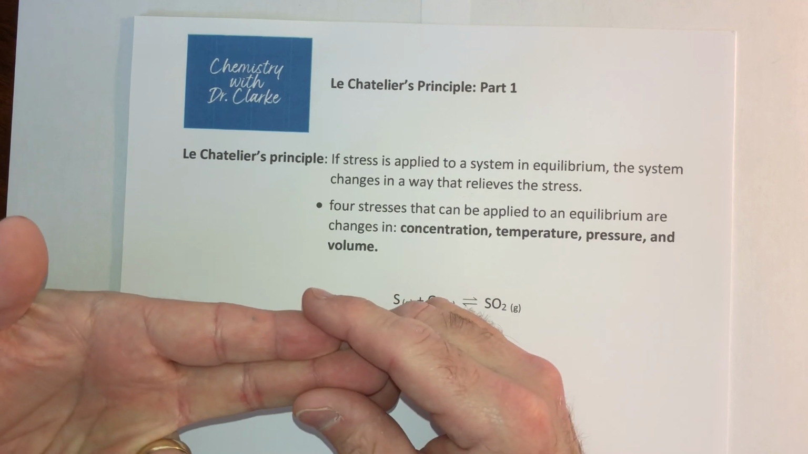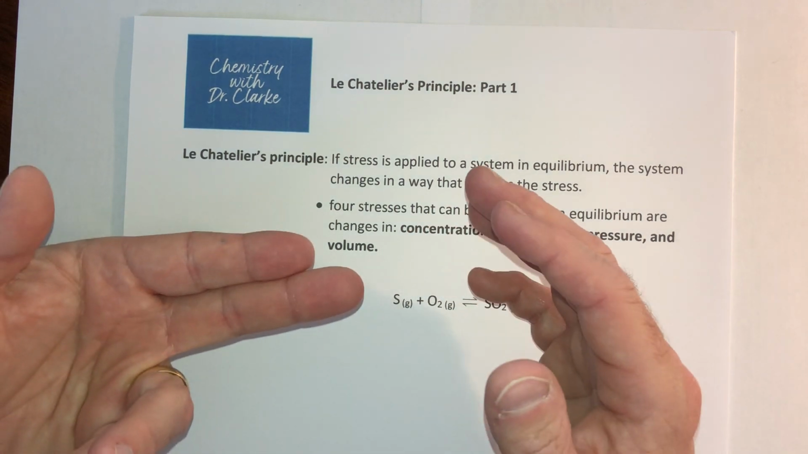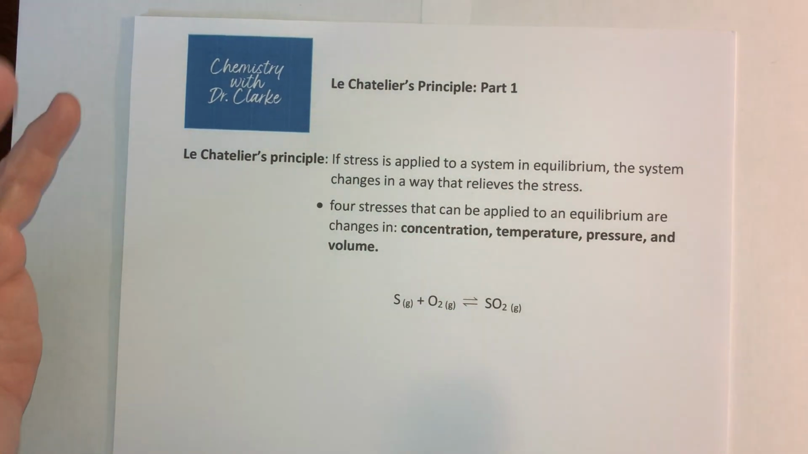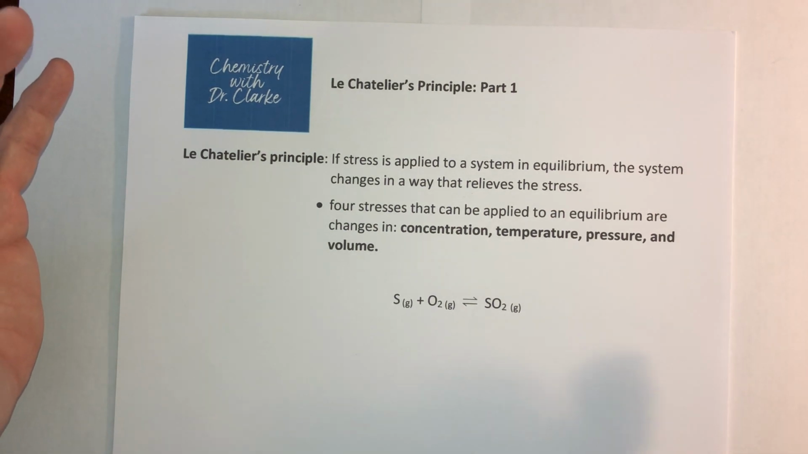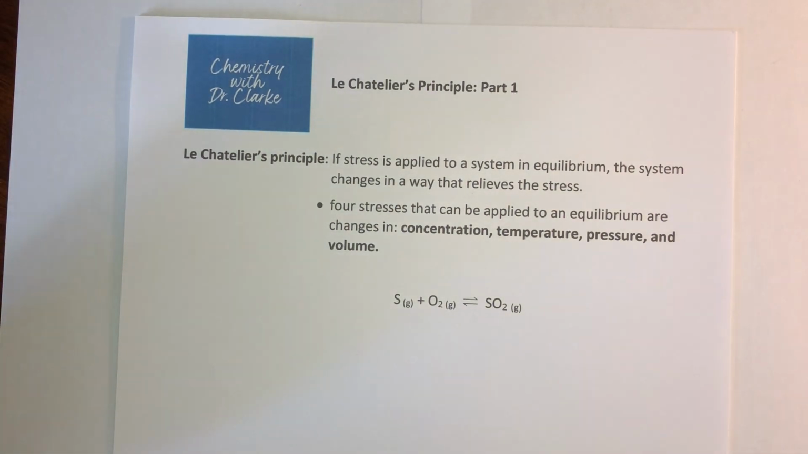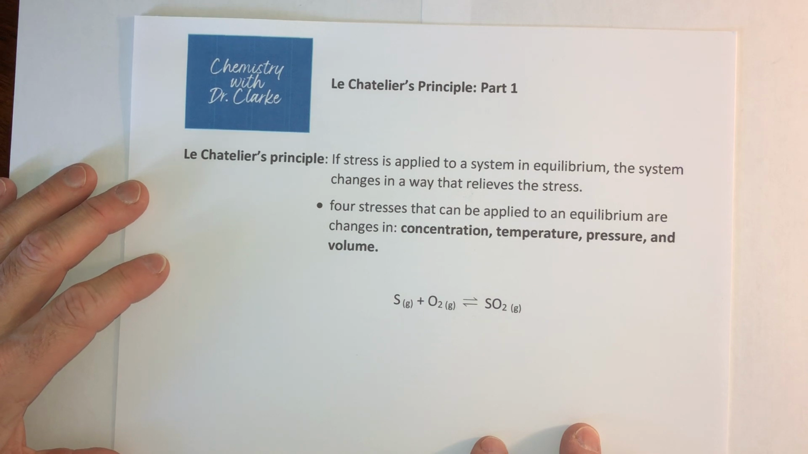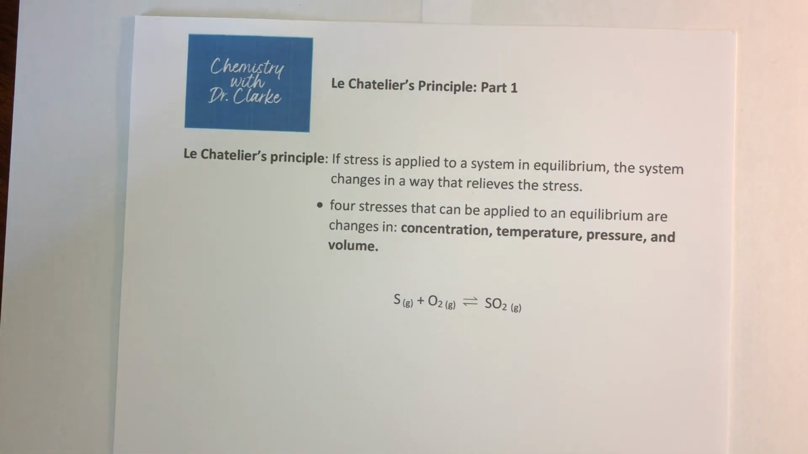If you change the pressure of your equilibrium or you change the volume of its container, those two also tend to go together. So I'll split it over two videos. Part one will be concentration and temperature. Part two will be pressure versus volume.